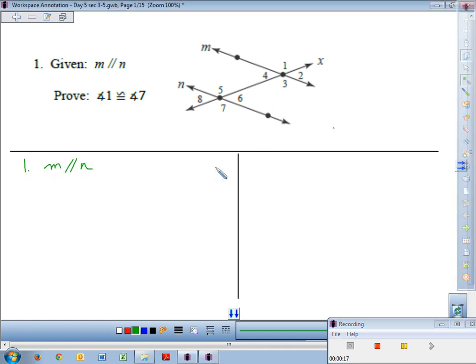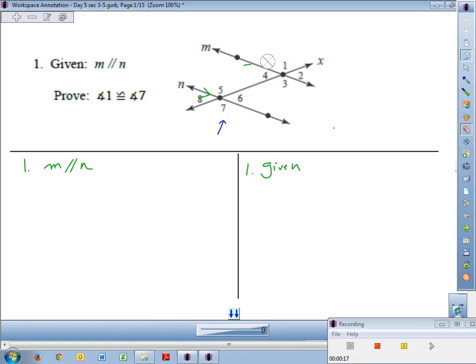They're giving me that M is parallel to N, so that's given to me. Then we go up and mark it in a picture, and we mark parallel lines with arrows. Then our idea is to look at what we want to prove. Angle 1 is the same as angle 7. These are not any kind of angles that we know about. They're not vertical angles, linear pair, corresponding angles, alternate interior angles, or consecutive interior angles.